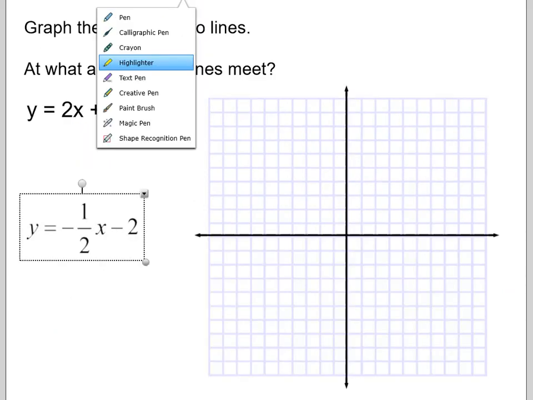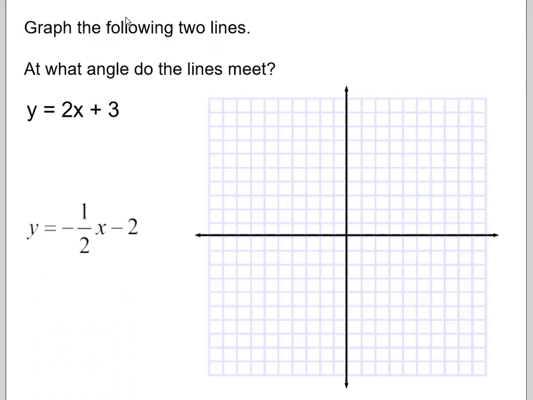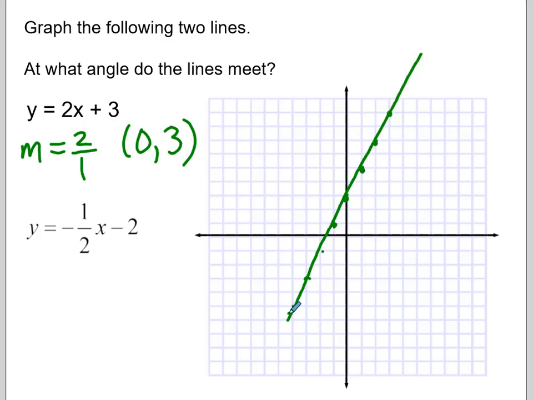Okay, let's go to the next one now. Graph the following two lines. At what angle do the two lines meet? Now you can probably guess where this is going, but let's take a look. M is 2 over 1, so my slope is 2 over 1. My y-intercept is 0, 3. So if I plot that information, I'm going to put my y-intercept down, go up 2 over 1, up 2 over 1, up 2 over 1. I'll go backwards just so I have a couple more points. And then I'm going to draw a decent line here. Not too bad. Let's switch over to the next one. Now, I've got to be careful here. This is a negative slope.